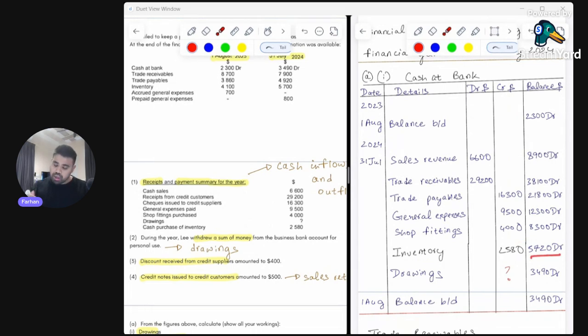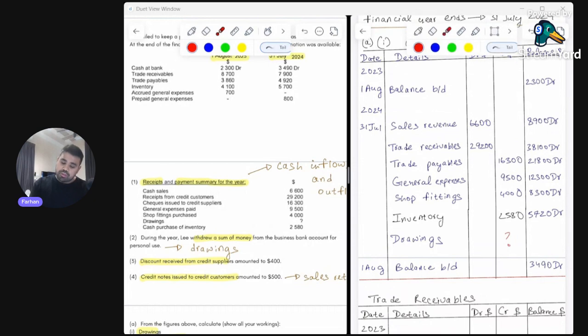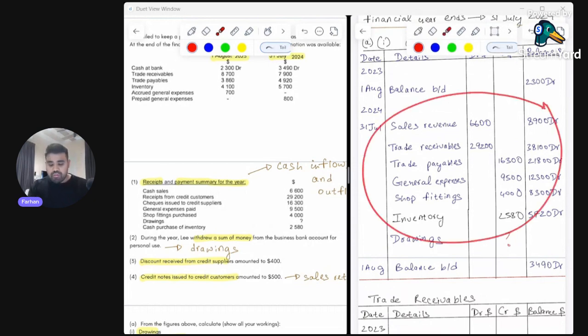Okay. Now, so to find out drawings, what's the step? So I'm going to erase some information from here so you understand what's going on. So all these transactions that we have looked into within this section refers to everything that has happened during the year ended 31 July 2024. And as you can see, we have included various receipts at the beginning, followed by many payments that we have made using our funds available in our bank account.